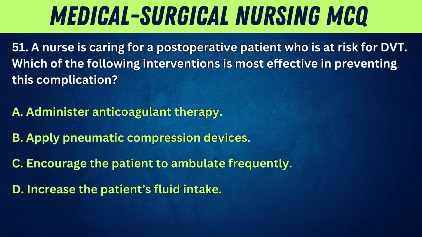51. A nurse is caring for a postoperative patient who is at risk for DVT. Which of the following interventions is most effective in preventing this complication? A. Administer anticoagulant therapy. B. Apply pneumatic compression devices. C. Encourage the patient to ambulate frequently. D. Increase the patient's fluid intake.